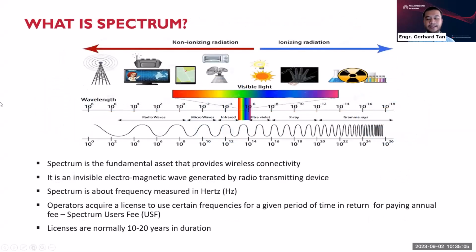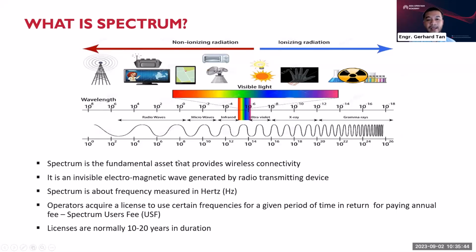All right. So I'll proceed on defining what is spectrum. It's a fundamental asset that provides your wireless connectivity. It's an invisible electromagnetic wave generated by a radio transmitting device, which is your handy phone. And then of course, vice versa on the other side, your antenna will be the one responsible for transmitting and receiving the information being sent by the user terminal.